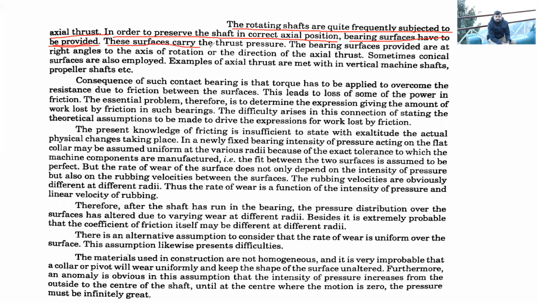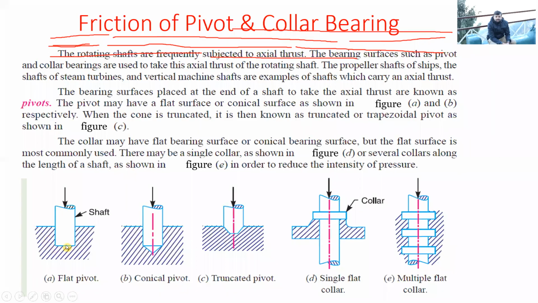Now this surface carries the thrust pressure. Whatever axial thrust is coming on the shaft transfers all that axial thrust to the bearing. Now, the bearing surfaces provided are at right angles to the axis of rotation, or the direction of the axial thrust. As you can see in the previous slide, the axis of the shaft is something like this, and the bearing surface is at right angle to the axis of the shaft.